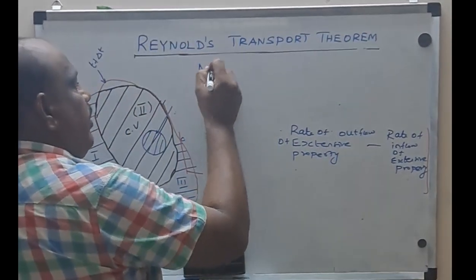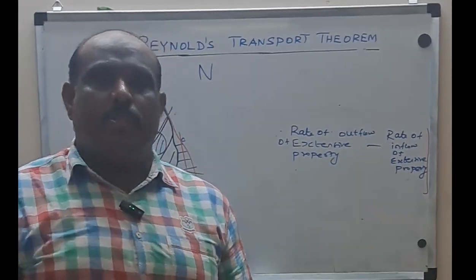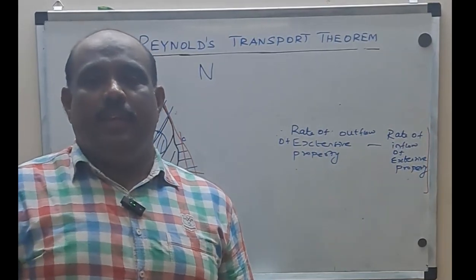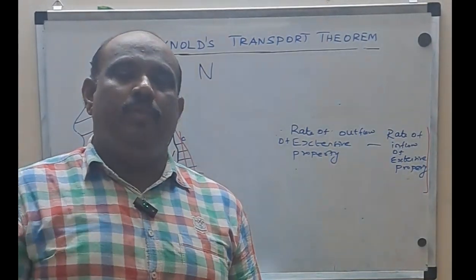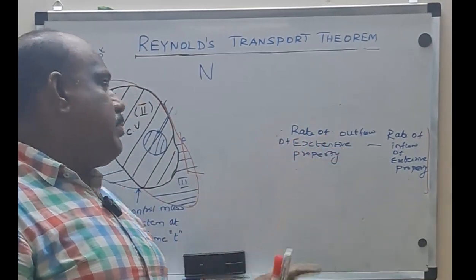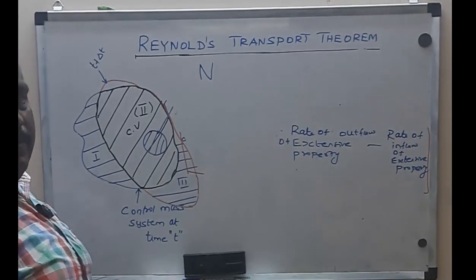Here, what is n? Whether n is mass? No. N can be anything, any extensive property. It can be mass, momentum, energy, enthalpy, internal energy, entropy, volume. So n can be any extensive property. Now, rate of outflow of an extensive property. Some property is coming in and leaving out of this control volume. Then how do we find that?